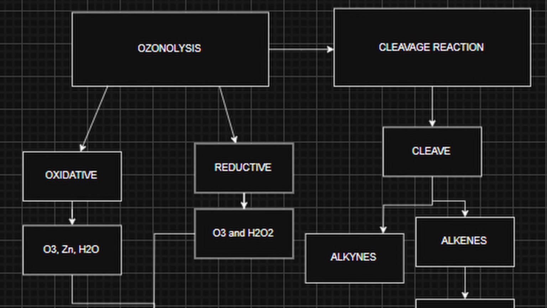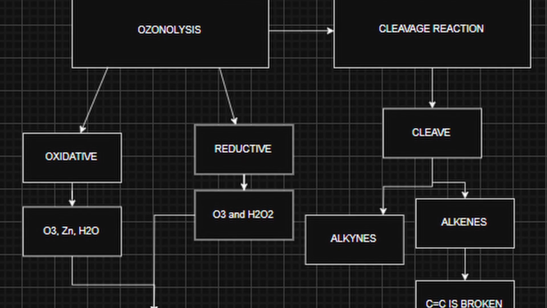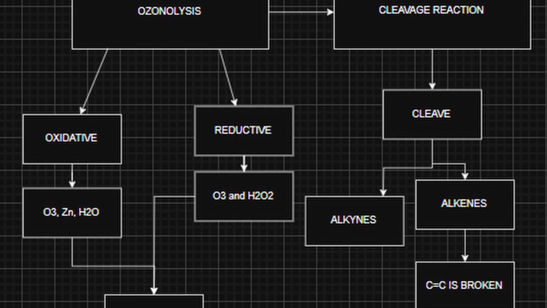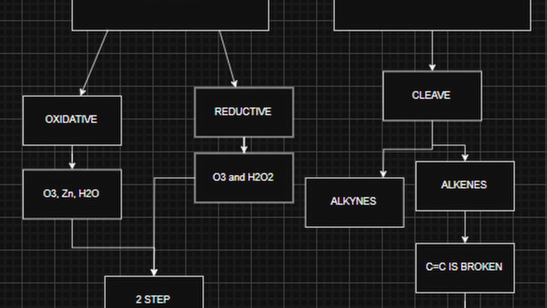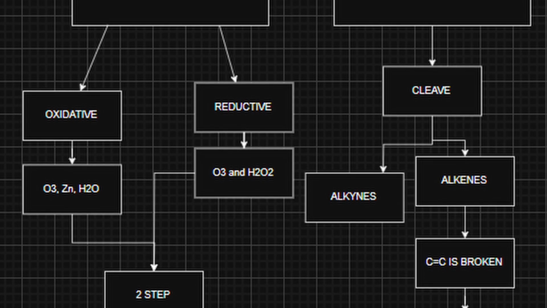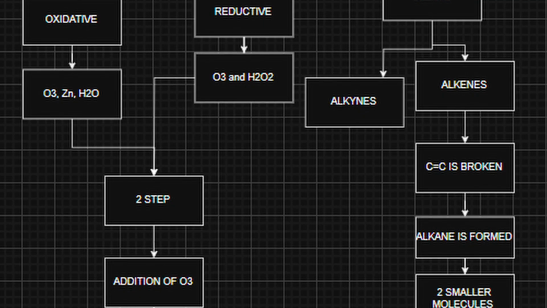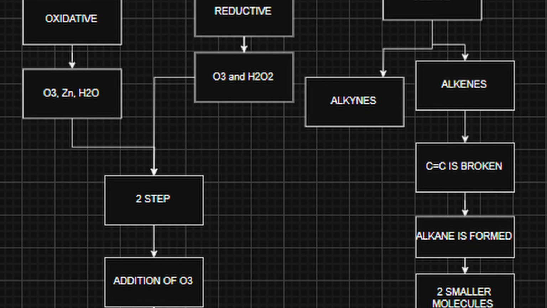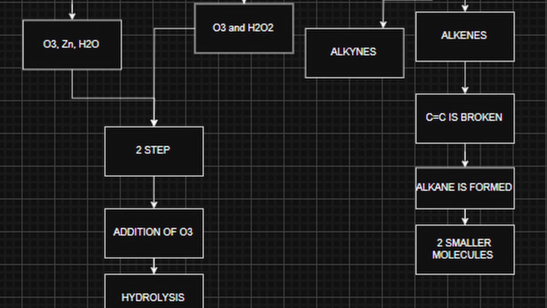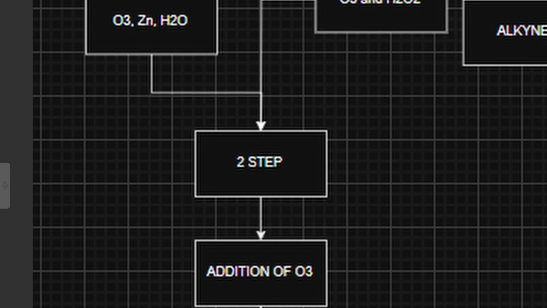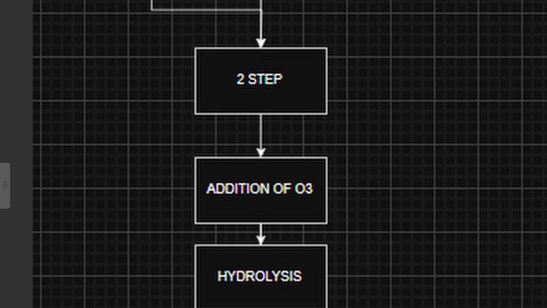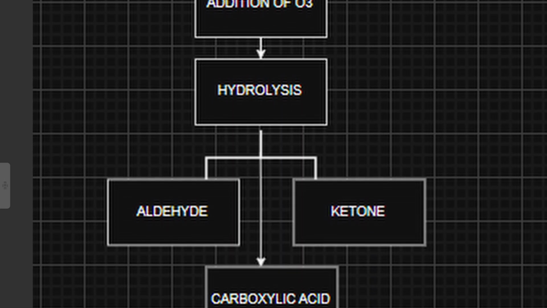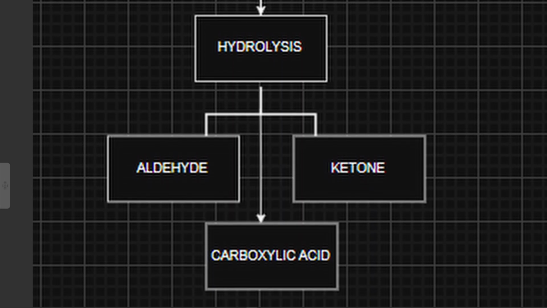So what happens in this cleavage reaction? The double bond or triple bond gets broken. We'll only talk about the double bond in this video because that's what I know. I'm still in the 12th grade. So the double bond gets broken in this reaction. An ozonide is formed, and it is then broken up into two smaller molecules. It is a two-step process. First we add ozone, and then we do its hydrolysis to get the cleaved product, and the cleaved product is either an aldehyde or a ketone. So that's the whole flowchart for you.